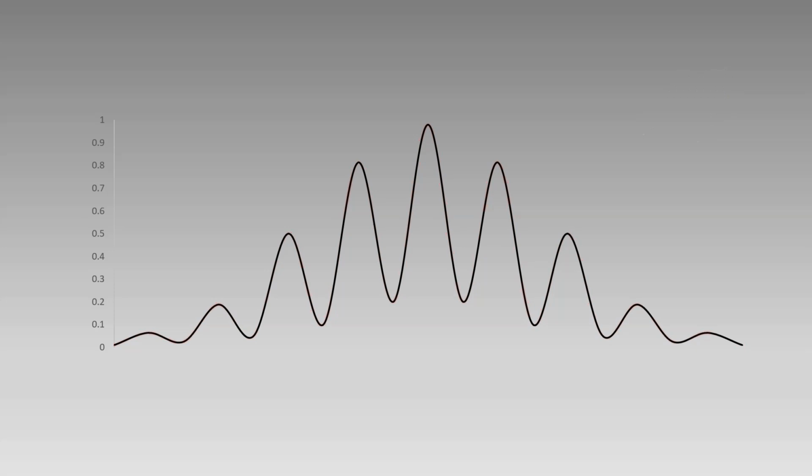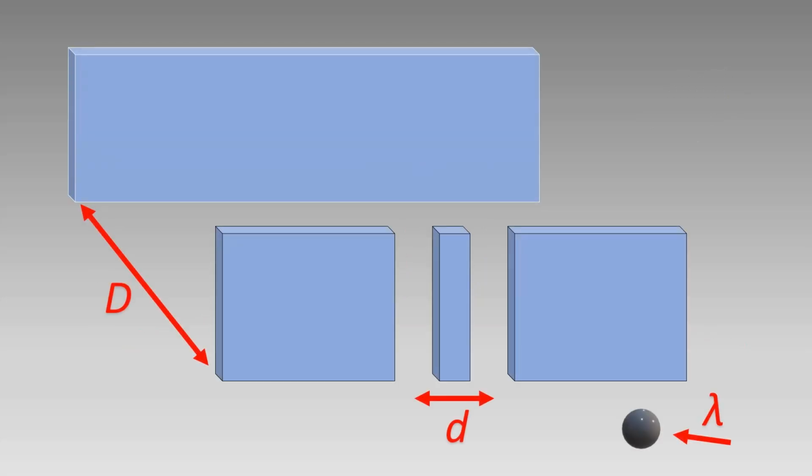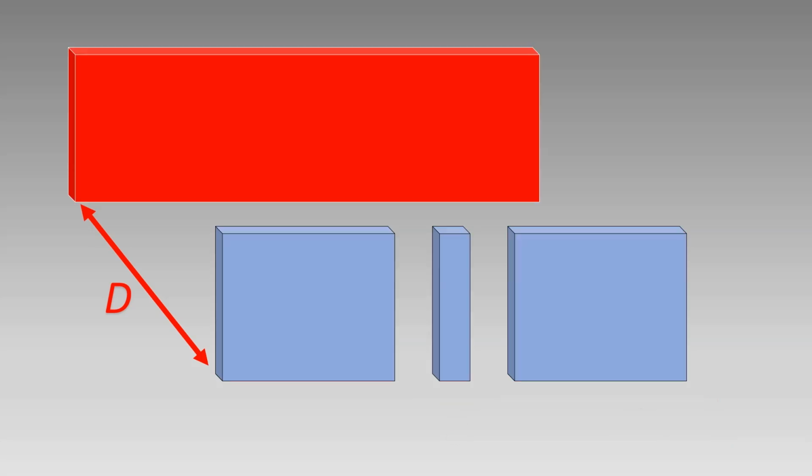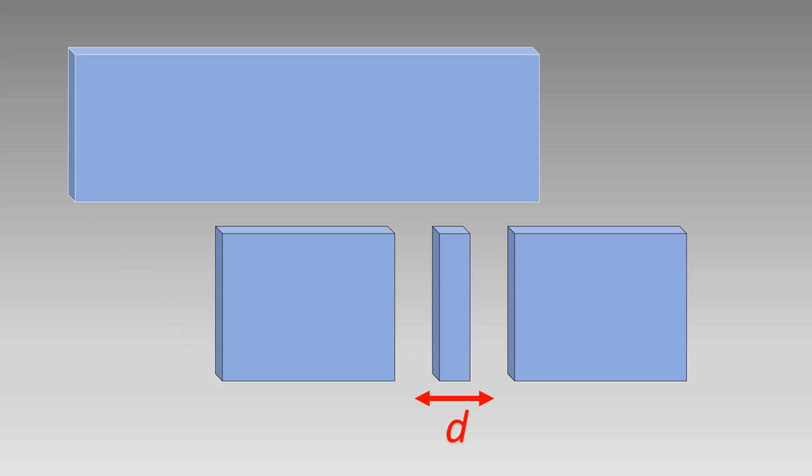All that is needed is just these 3 double slit experiment parameters in red. The distance between the barrier with the 2 slits and the back wall. The distance between the left slit and the right slit. And the wavelength of this electron.